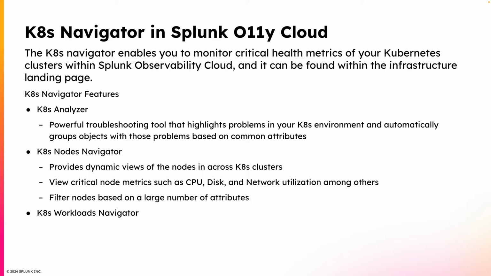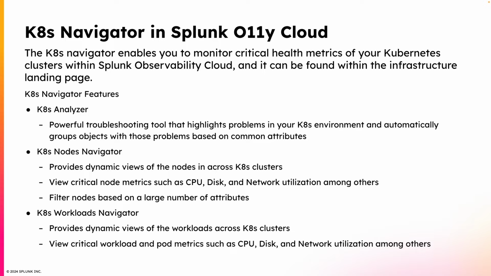The second type of the K8s Navigator is called the K8s Workloads Navigator. Like the Nodes Navigator, it provides a dynamic view of the workloads across K8s clusters. An example of a workload might be a Kubernetes deployment or a daemon set. Within this navigator, you can view critical metrics like CPU, disk, and network utilization at the workload and pod level. And you have the same filtering functionality that you do with the Nodes Navigator.